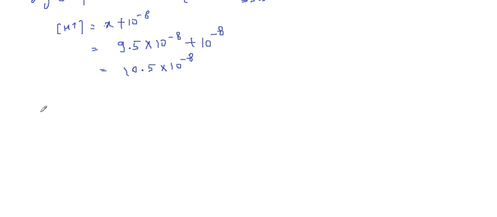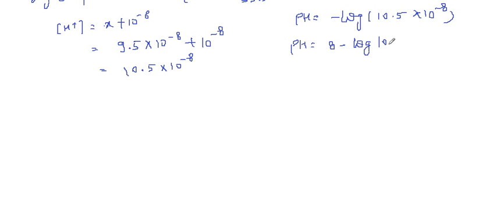Now here we get pH equals minus log of 10.5 into 10 to the power minus 8. So pH comes out to be 8 minus log 10.5. That comes out to be 6.98. pH comes out to be 6.98. That's how we will calculate the pH.